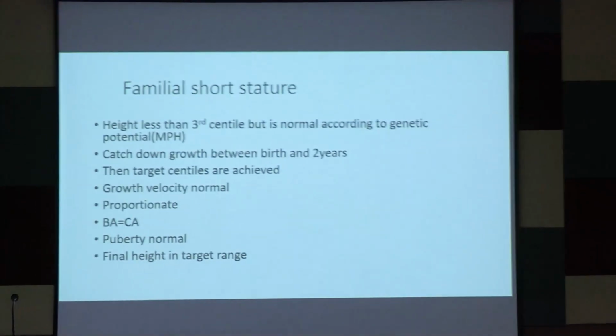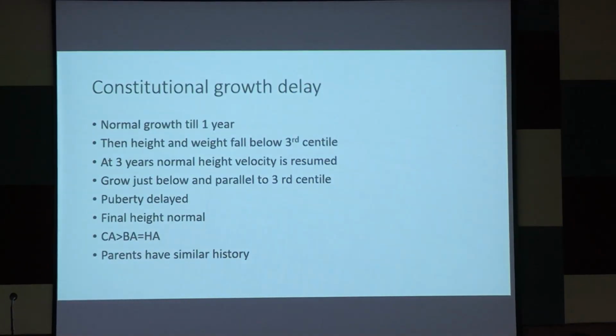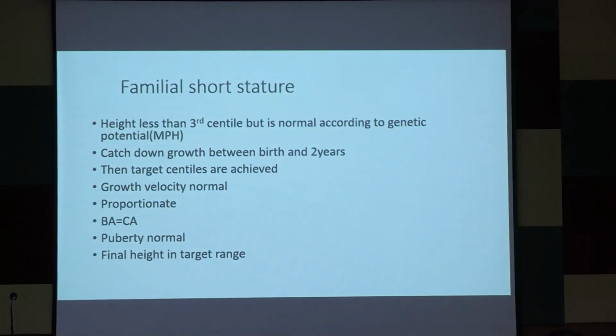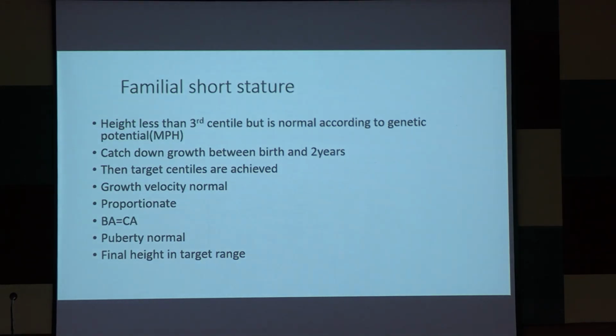Now coming to familial short stature and constitutional growth delay. Make your concept clear. These two are the physiological etiologies of short stature. What happens in familial short stature? The genetic potential is low. The baby's height has been found to be less than the 3rd percentile, but that is normal for this baby.